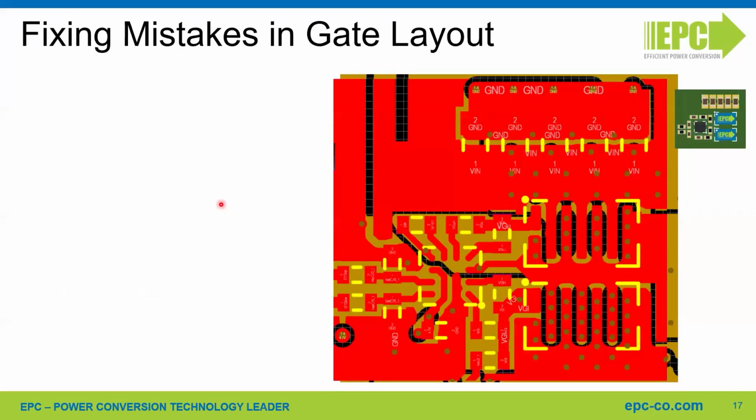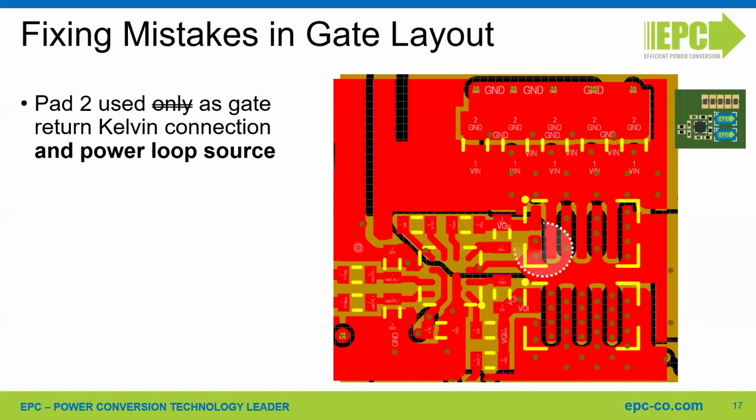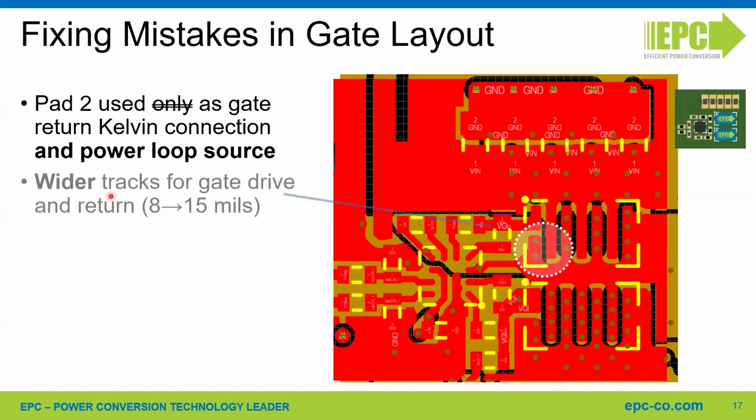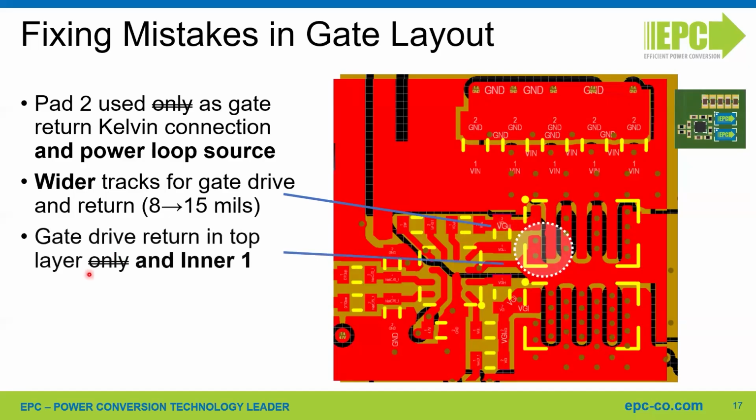So how to fix those issues? Pad 2 needs to be always connected to the other source pads, as in this case. And those two vias are the Kelvin connection for the gate driver. And those are common to the power loop and the gate loop. Then you can increase the width of the tracks for the gate.